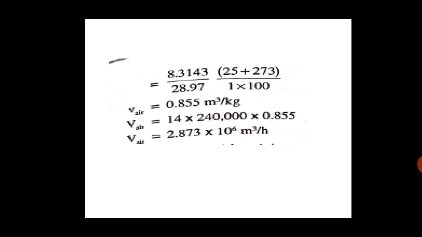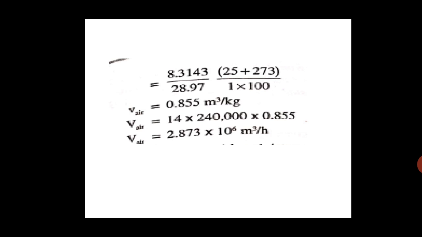Okay. So R is equal to R bar divided by molecular weight M, that is 8.3143 divided by 28.97 for air, into T, which is 273 plus 25, divided by P, which is 1 bar, that is 1 into 100. So you get the specific volume V of air as 0.855 meter cube per kg.